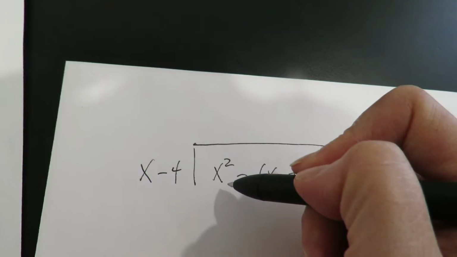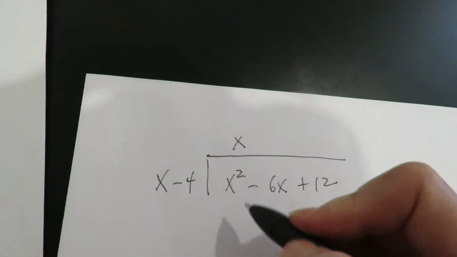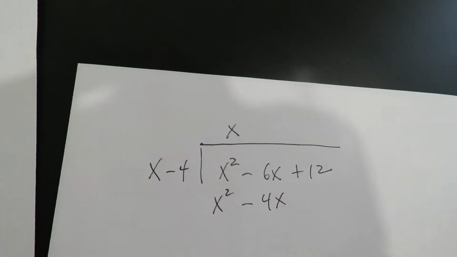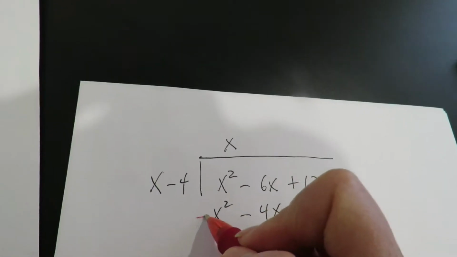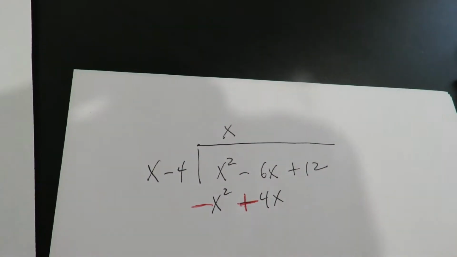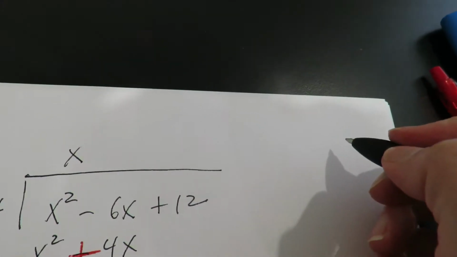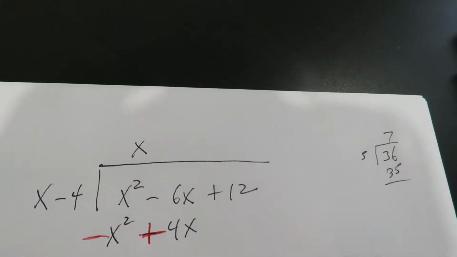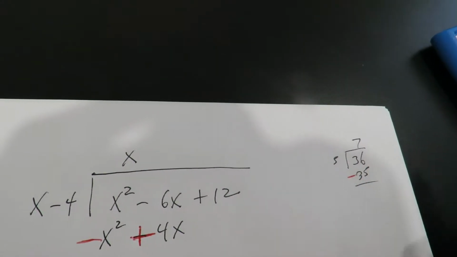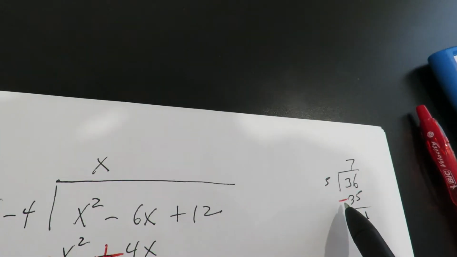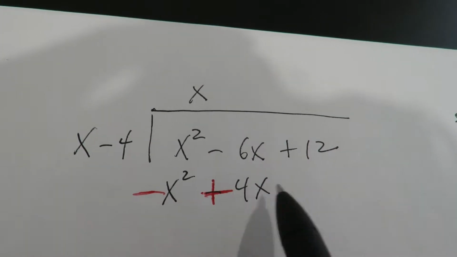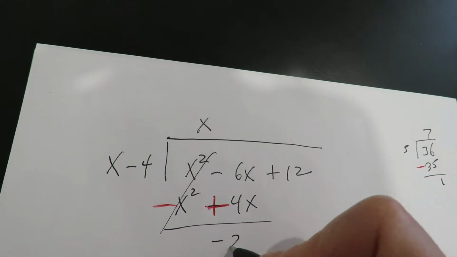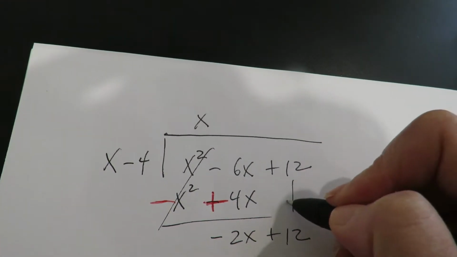So x goes into x squared 1 time. I'll change the sign with the red pen. So that's x squared minus 4x, but long division is opposite sign, so this becomes negative, this becomes positive. Just try to remember, whenever you do division, it's always implied subtraction. You introduce the negative, just like I introduced the negative here. All right, that gives negative 2x plus 12.